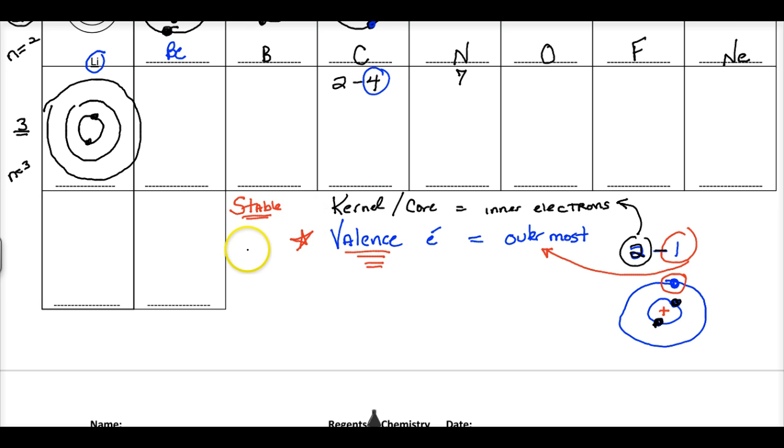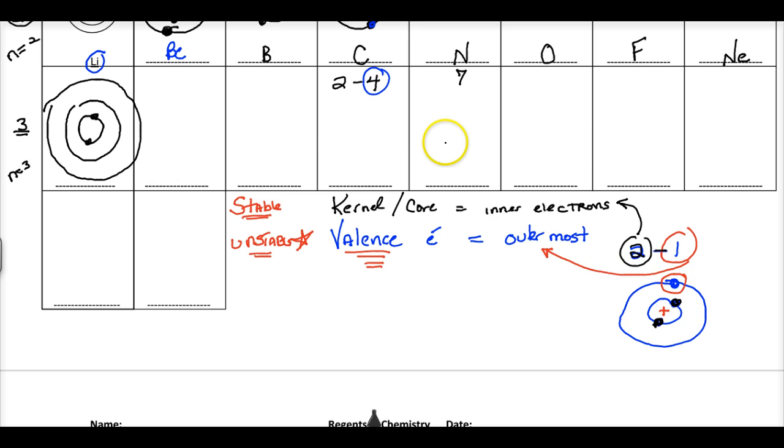Remember, valence electrons are a little what? Unstable. Does that sound like something we've learned already? The stable electrons are where? On the inner. These are called the ground state electrons. And of course, we learned that when they can become excited.